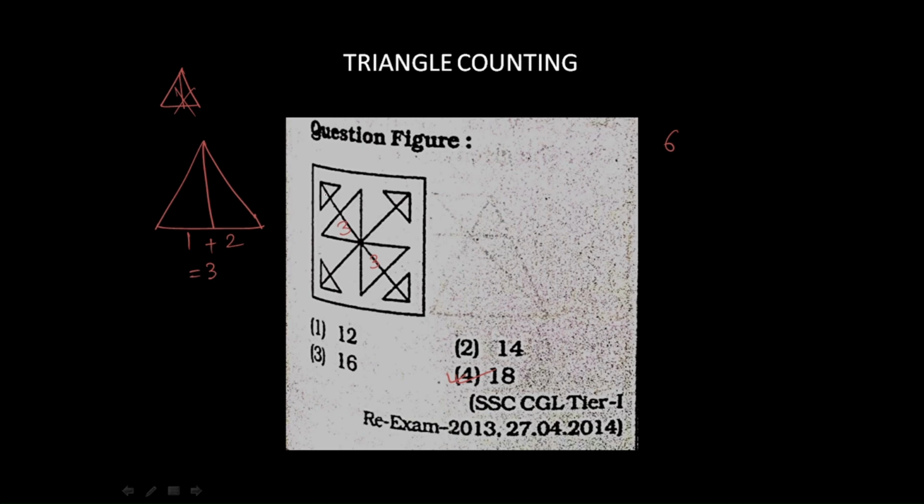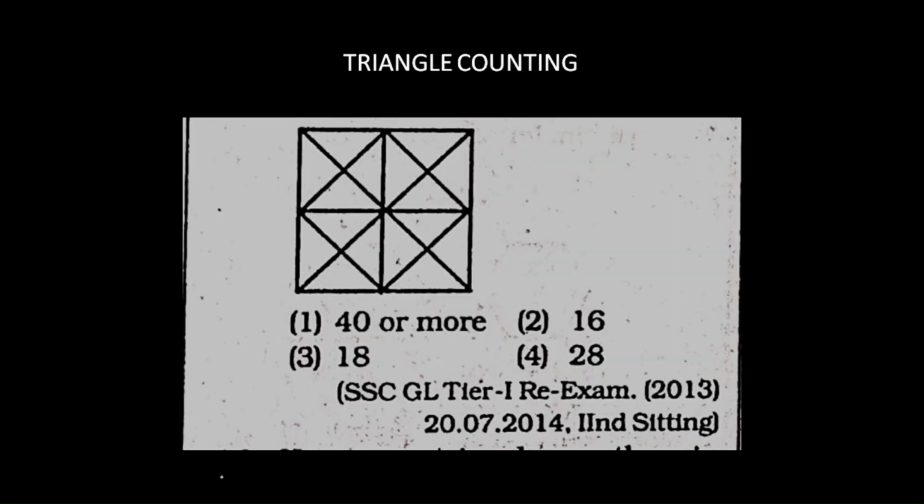Then in each of this figure there will be 3 triangles. So 1, 2, 3, 4. 4 into 3, 12. 6 was there, so it will be 18. I hope it is clear to you. There are 18 triangles in this figure. Moving to the next one. Look at this. How many triangles are there in this figure?